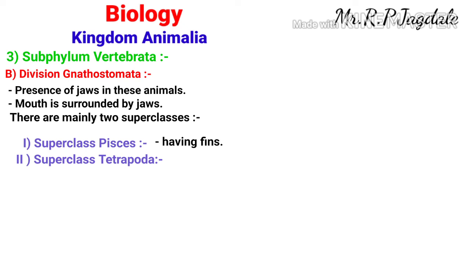The Pisces have fins. And in superclass Tetrapoda, animals are characterized by presence of four limbs. Four limbs are there for their locomotion in the tetrapod. So according to their locomotory organs, the animals are divided into two superclasses, Pisces and Tetrapoda.